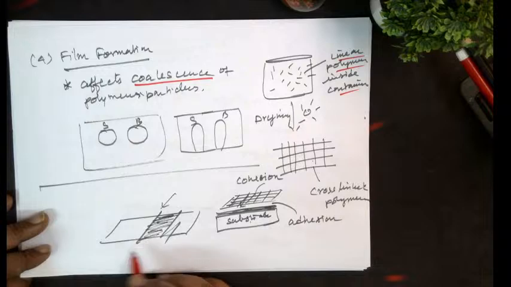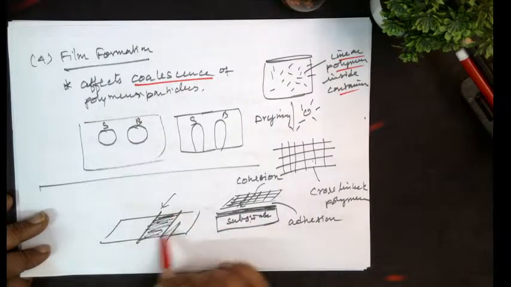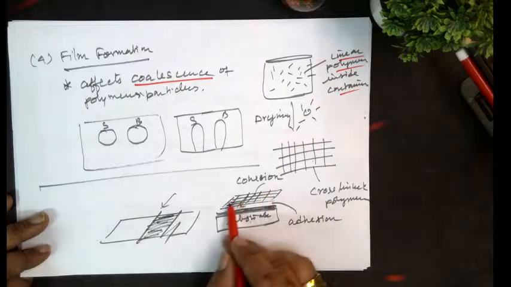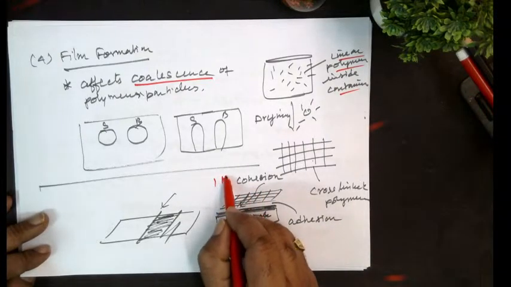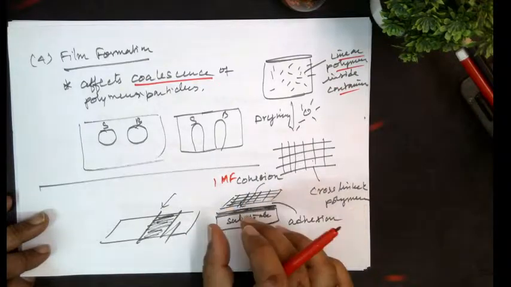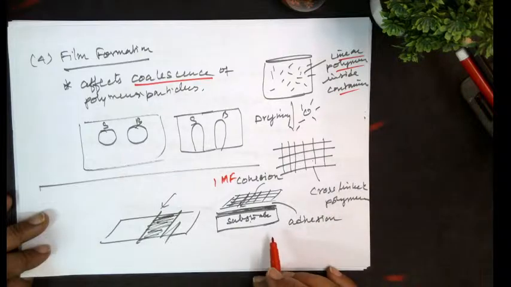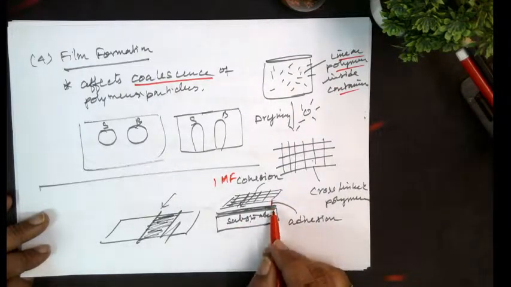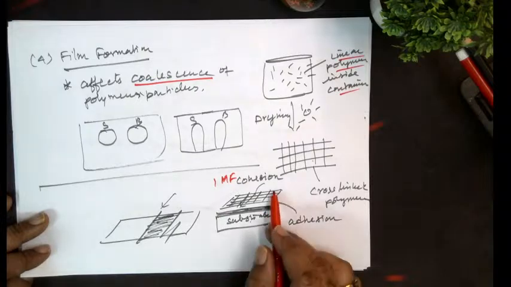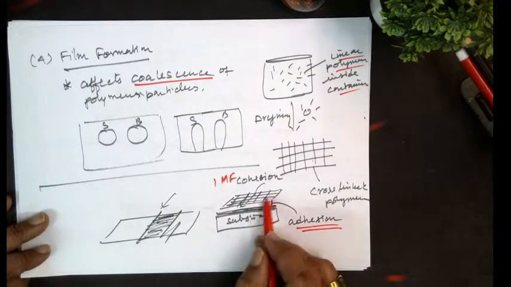Now, this is the substrate on which you have applied the paint film. Cohesion takes place, which is the intermolecular force of attraction. This is responsible for cross-linking. And adhesion is another one. This attractive force happens between two different surfaces. One is the film, another is the substrate.